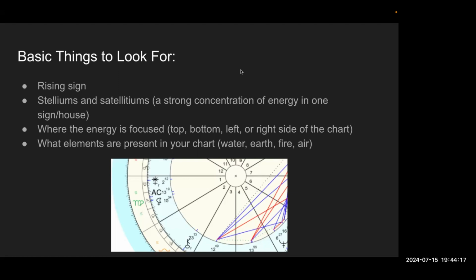So earlier we talked about having empty houses. Empty houses just mean there's not a lot of energy being pulled into that house. Houses with a lot of planets show that there's a lot of energy being pulled into that house.